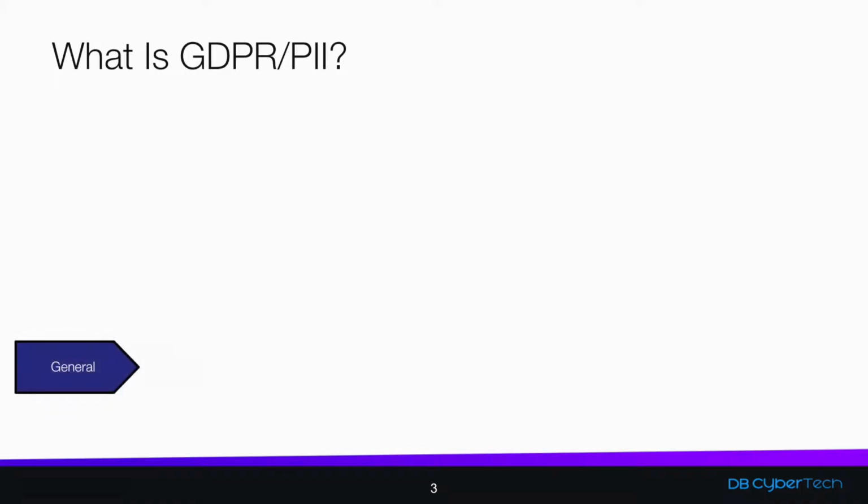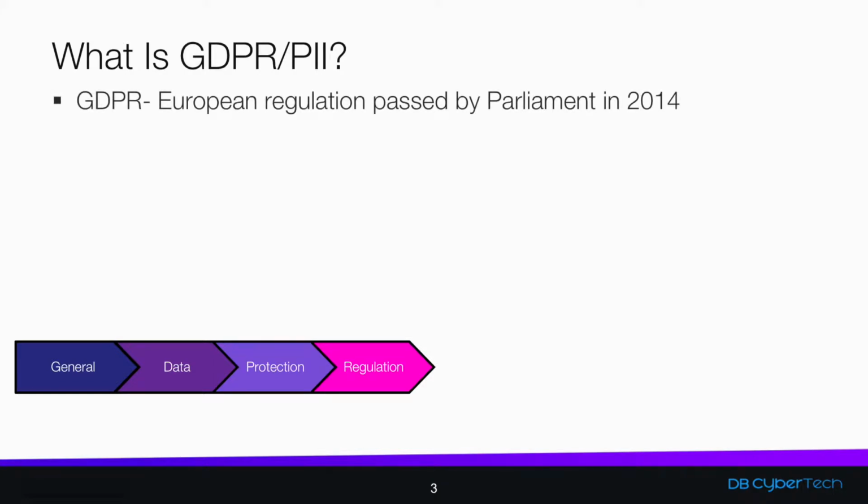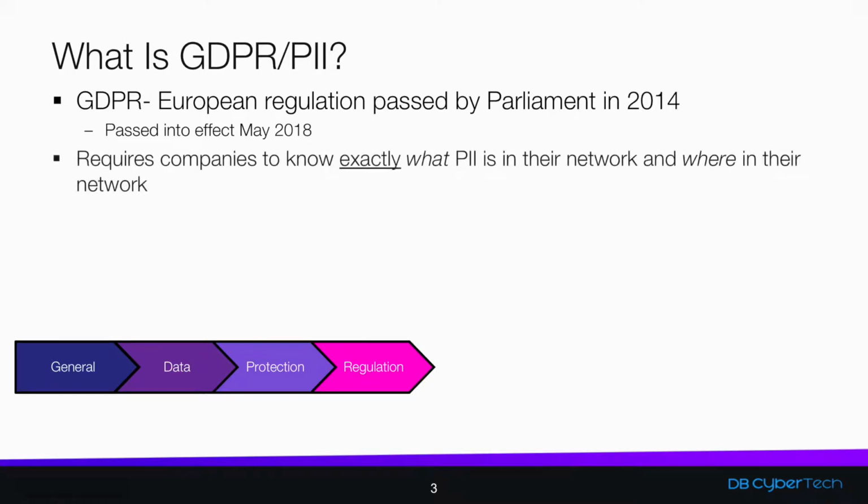The GDPR, or the General Data Protection Regulation, is a European regulation passed in 2014 and took effect in May of 2018. What does it require? That companies within the European Union know exactly what PII is in their databases and to know exactly where it is as well. So what is PII?